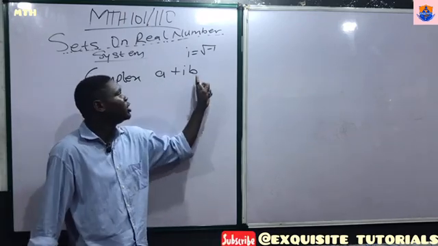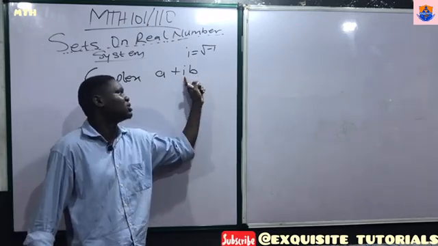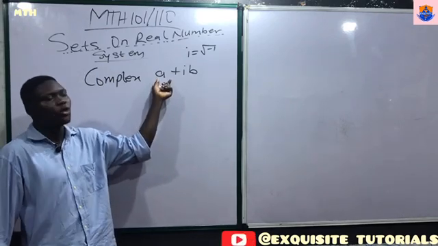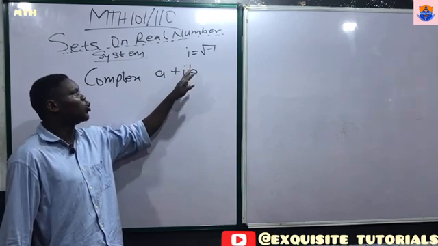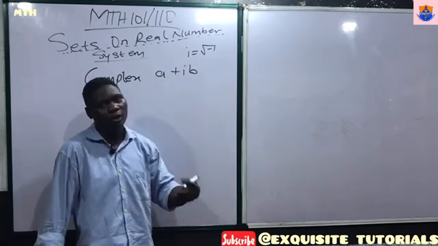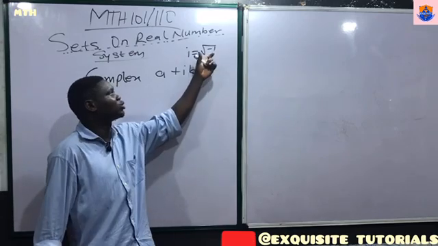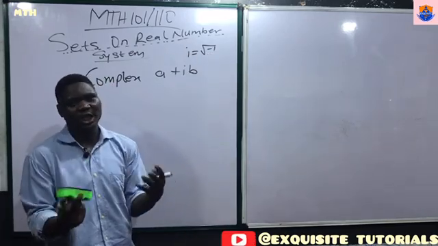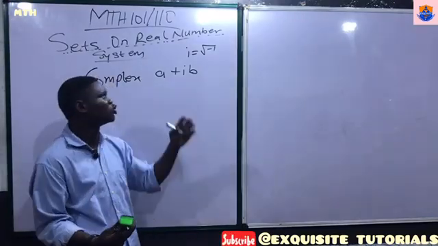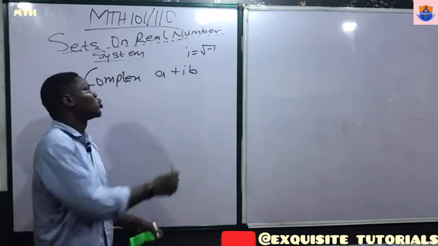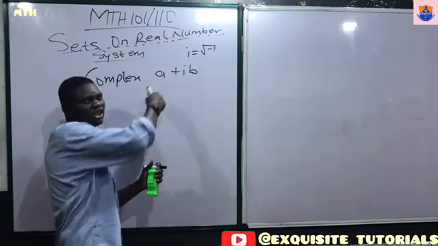Now, if b is 0, 0 times this i becomes 0. You have a single number. But if b is not 0, you will have an imaginary number. Mind you, the square root of -1 in your calculator will tell you math error. So this is actually in an imaginary world. It does not really exist in real life, in a real sense. It does not exist, but it is very useful. Mathematicians use it a lot. So when b is not 0, you will have an imaginary number.